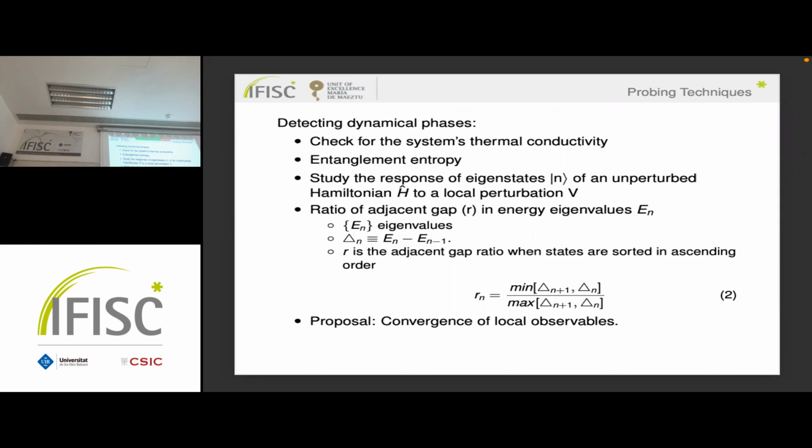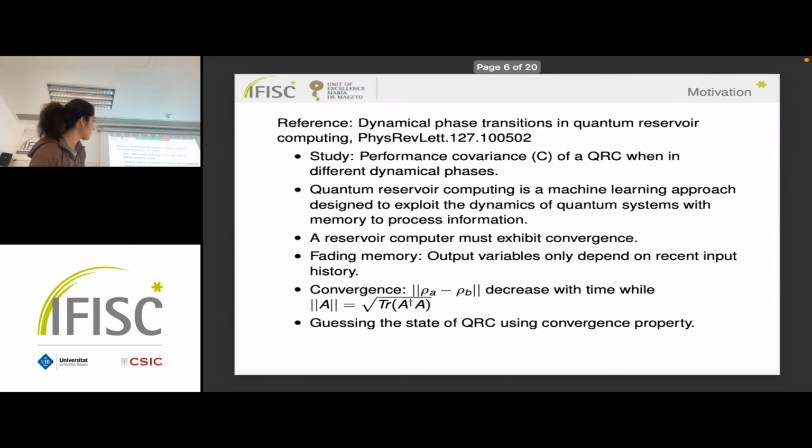Our proposal is basically focusing on the local observables, and we are looking at whether the local observable converges with the passage of time or not. On the basis of that, we will decide if our system is in an ergodic phase or non-ergodic.